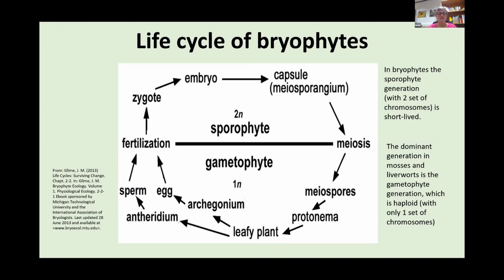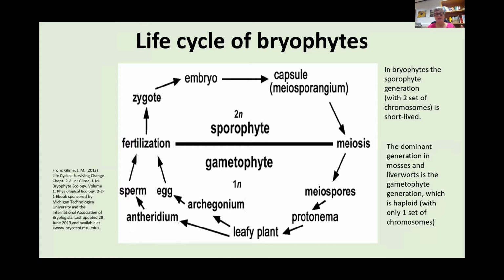Once it creates a leafy plant, you then have the more long-lived part of the gametophyte generation, which is the gametophyte itself with the leaves, the stem, the rhizoids, and everything. The gametophyte will mature and grow.